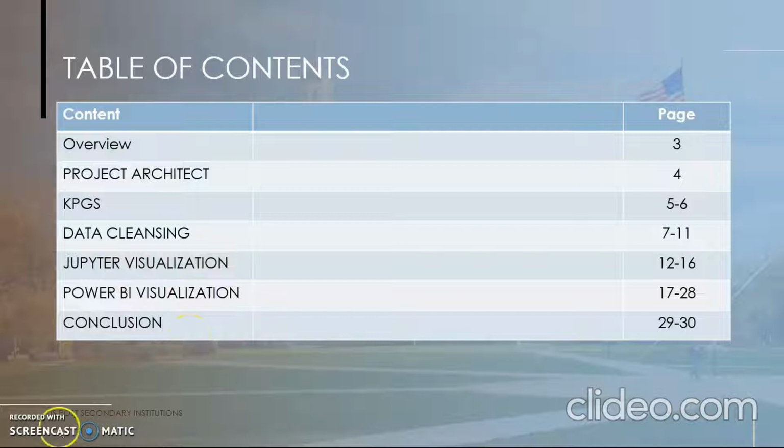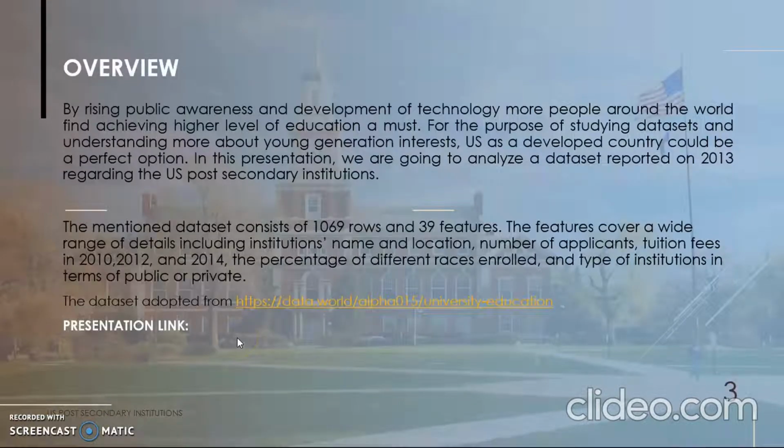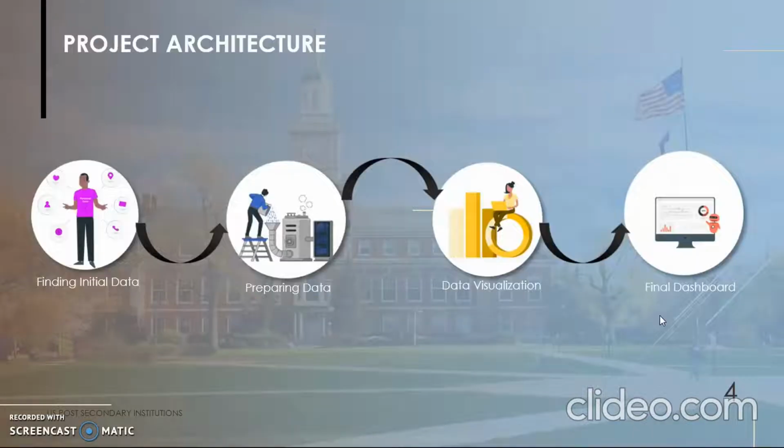The overview of the project is: by raising public awareness and development of technology, more people around the world find achieving a higher level of education a must. For the purpose of studying datasets and understanding more about young generation interest, the United States as a developed country could be a perfect option. In this presentation, we are going to analyze a dataset reported in 2013 regarding United States post-secondary institutions. The dataset has been adapted from data.world using Power BI.